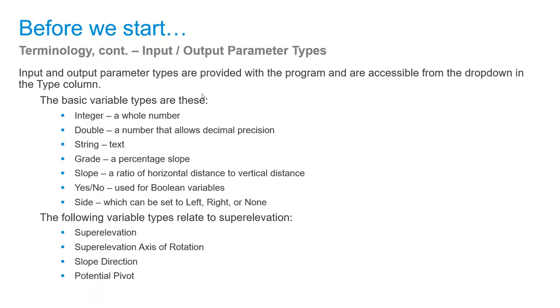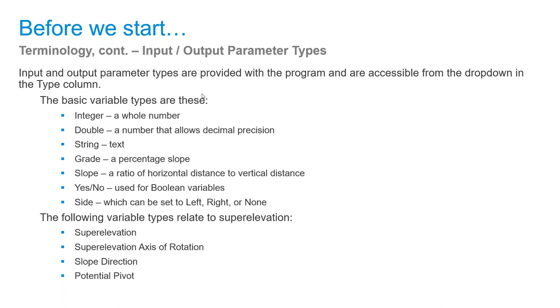Some more terminology here about our input and output parameter types. As we jump into Subassembly Composer, I'll show you where these particular elements reside. They're not hidden at all. But it's important for us to understand the basic variable types. So we have our integers, which are just our whole numbers, our double, which are decimal precision numbers, string is a piece of text, our grade is our percent slope, our slope is the horizontal to vertical ratio. We also have our yes/no toggles for our Boolean values.